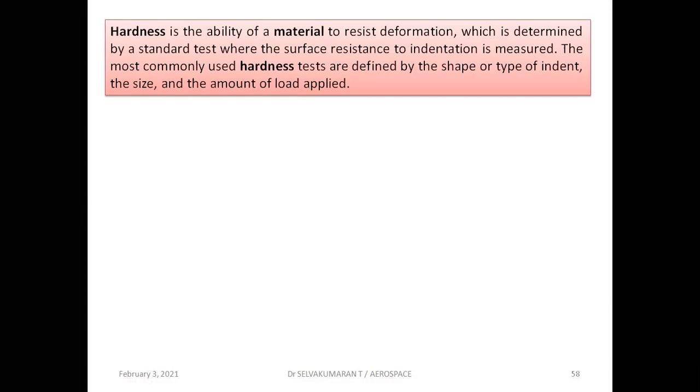Hardness is the ability of a material to resist deformation, which is determined by a standard test where the surface resistance to indentation is measured. The most commonly used hardness tests are defined by the shape or type of indent, the size, and the amount of load applied.